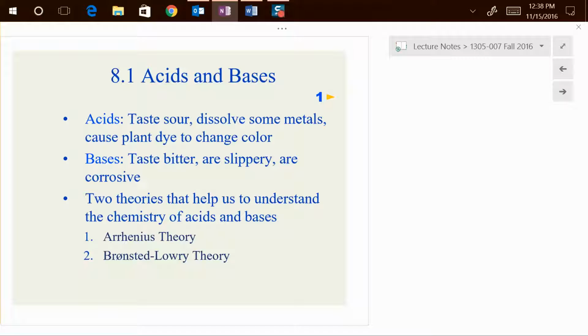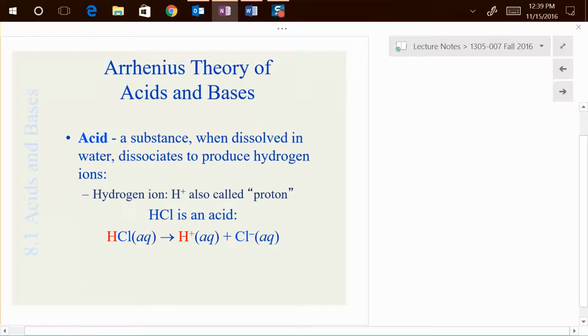So we have two ways of defining these acids and bases. The first way is through the Arrhenius theory. The other is through Bronsted-Lowry theory. There's also other ones that we're not going to get into, like Lewis acids and bases. But these are the main ones, and actually, this is the main one we're going to focus on: the Bronsted-Lowry theory of an acid and a base.